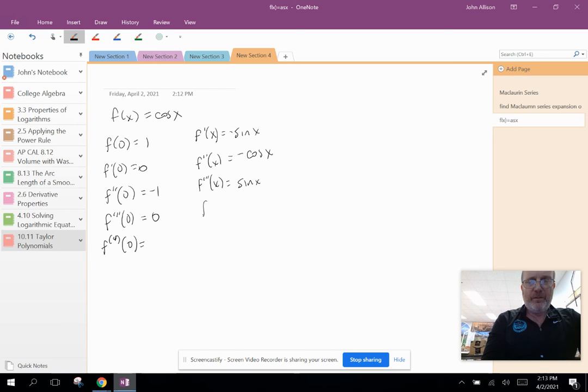evaluated at 0, is going to be cosine x. And we know cosine 0 is 1. This is starting to look like it may do something. Let's go ahead and verify. Let's go ahead and do the fifth and sixth derivative and see if this pattern continues.